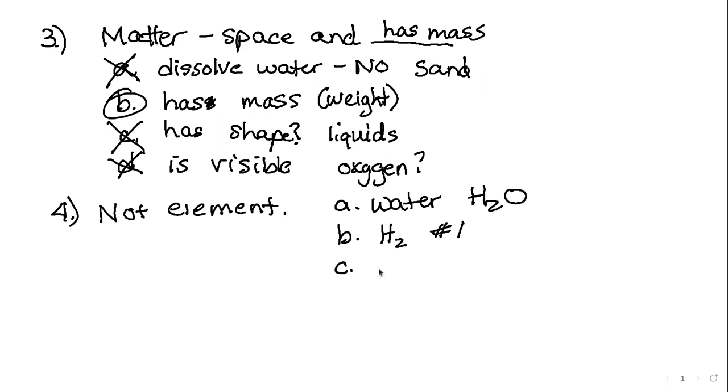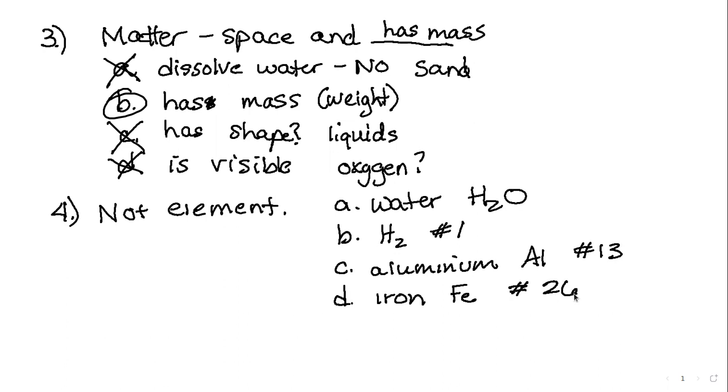C is aluminum, and its abbreviation is Al. And if you look on the periodic table, it's over in the green section, and it is number 13. So that is an element. And the last one is iron. The abbreviation for iron, believe it or not, is Fe. Fe is right in the middle of the yellow section of your periodic table, and it is number 26.